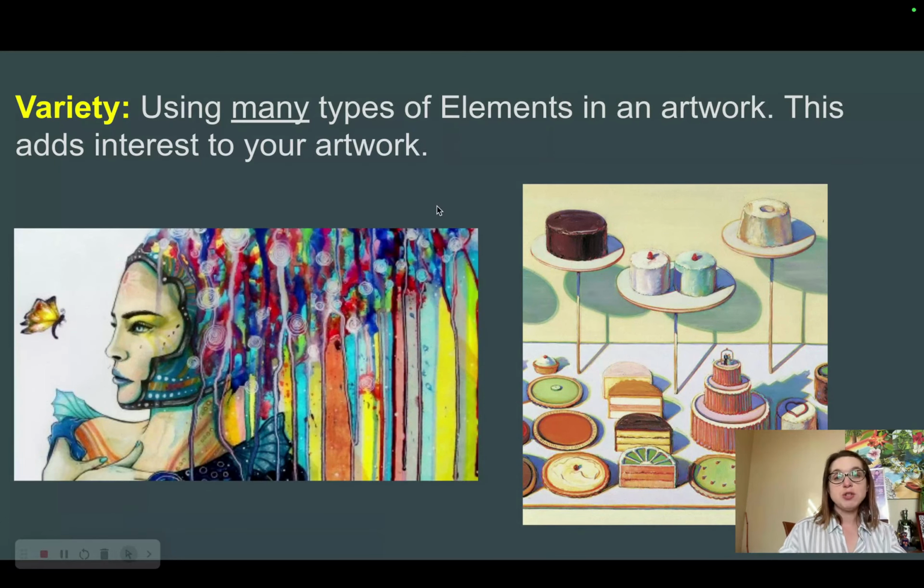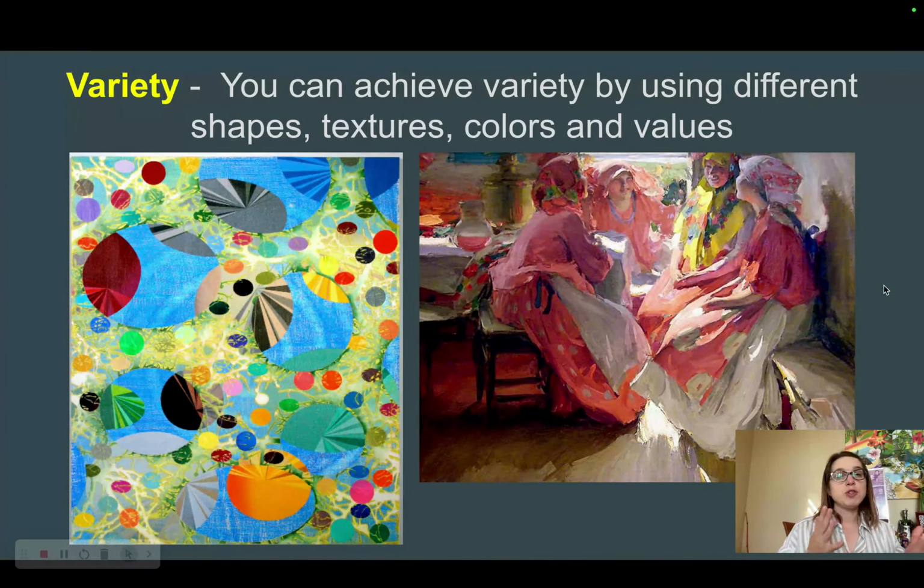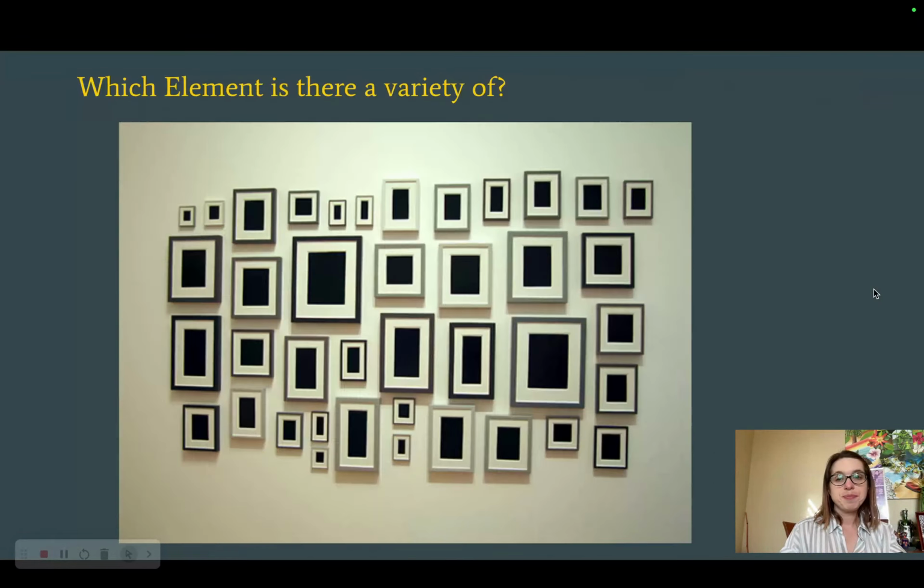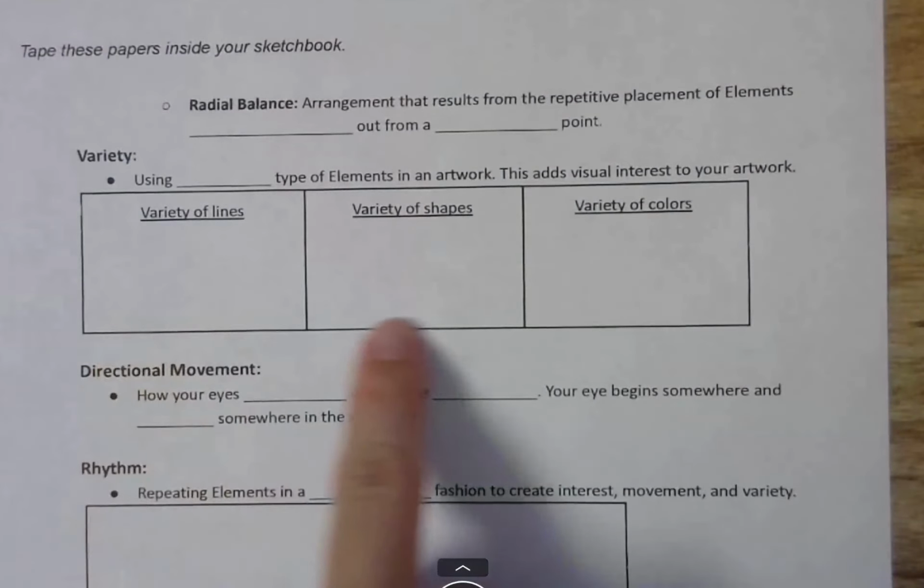This painting here uses a variety of colors, a variety of shapes. With variety, you can use different shapes, textures, colors, values. You're just combining these elements in different ways. Let's explore variety in 3 different ways.